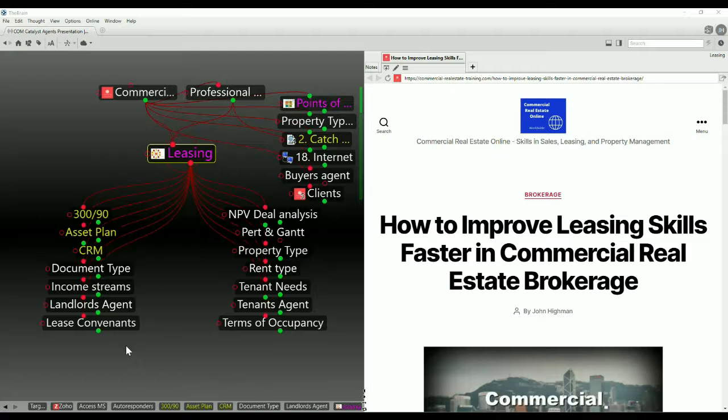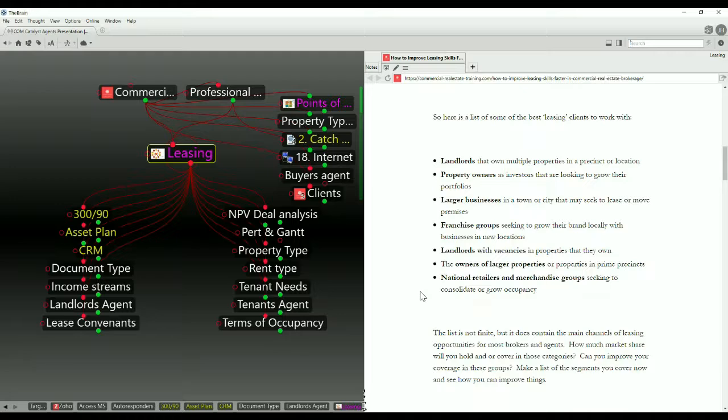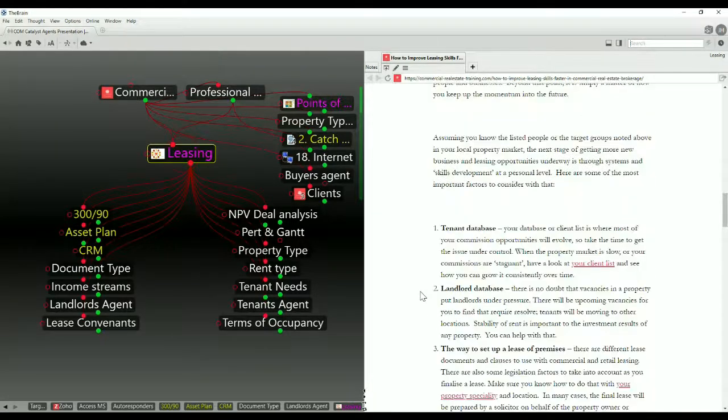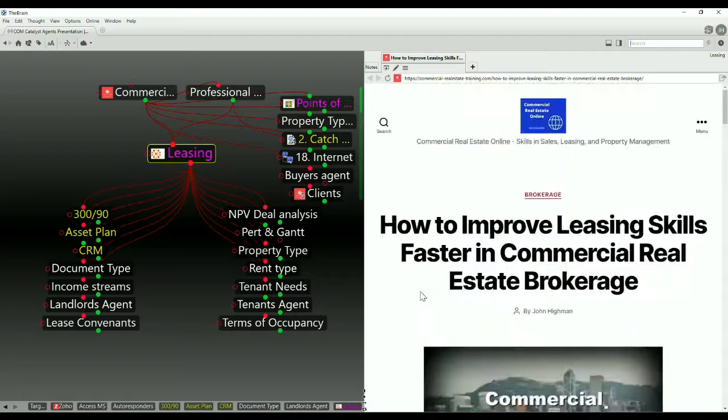And so this is the matrix that I use in commercial real estate. In fact, the matrix has been compiled over many workshops around the world with many different real estate teams. So there's lots of things in this particular list, but I'd like you to see this particular article which I've got at the website. The article is called How to Improve Leasing Skills Faster in Commercial Real Estate Brokerage. So search that at the website, and of course the website for us is commercial-realestate-training.com. Now when you print that website article, you can download lots of ideas to help you with leasing. So let's look at the matrix which has been built from that particular article.